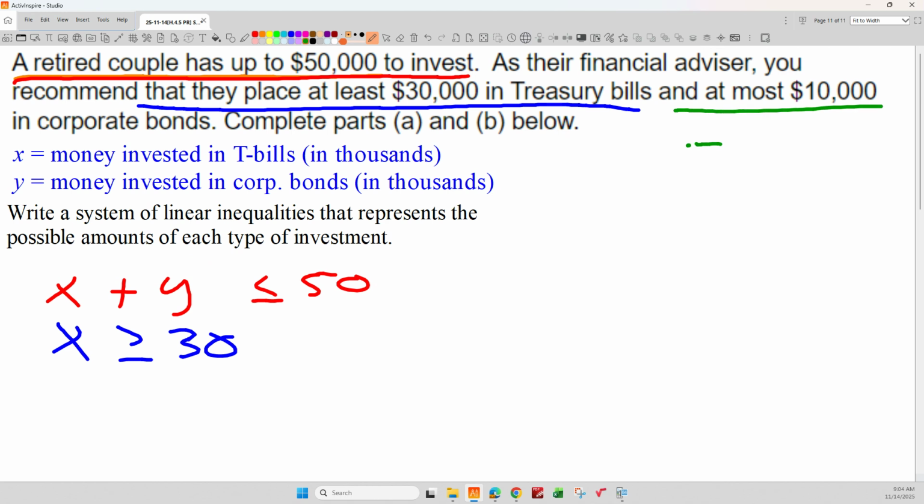At most, 10,000 in corporate bonds. What's that going to be? Okay, y is less than or equal to 10. All right, that seems pretty good. So we can just maybe look at that system that we've seemed to have taken care of all those parts. Okay, so let's graph that and see what we get.